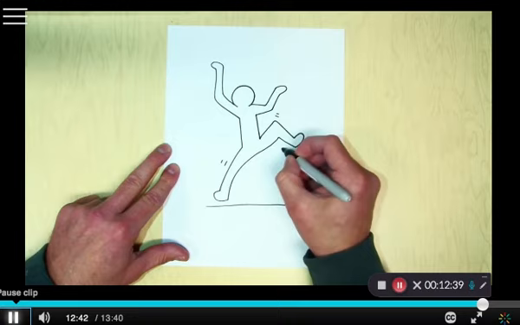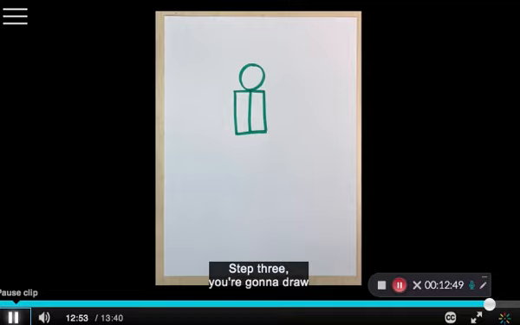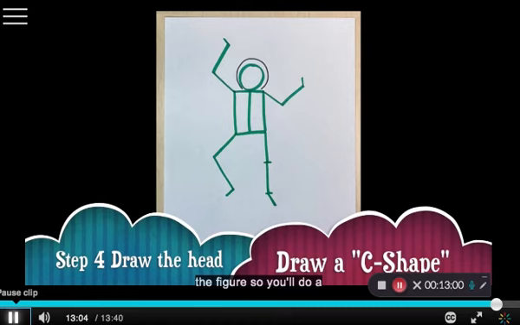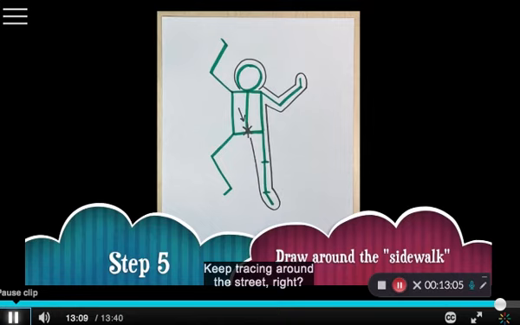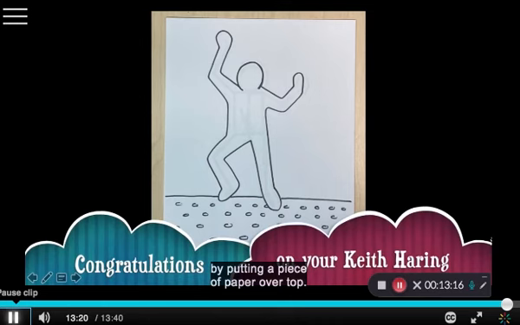Now, let's break it down into steps. Step one, you're going to draw the lollipop stick. Step two, you're going to put that rectangle around the stick. Step three, you're going to draw the arms and legs from the corners of the rectangle, and you're going to do it in three parts. Step four, you're going to trace around that figure. So you'll do a C-shaped head. Don't close off that circle. Keep tracing around the street, right? Drive around the sidewalk. And then eventually, once you trace the whole thing, you'll have your Keith Haring. You could also retrace it like I did here by putting a piece of paper over top. Congratulations on your Keith Haring.